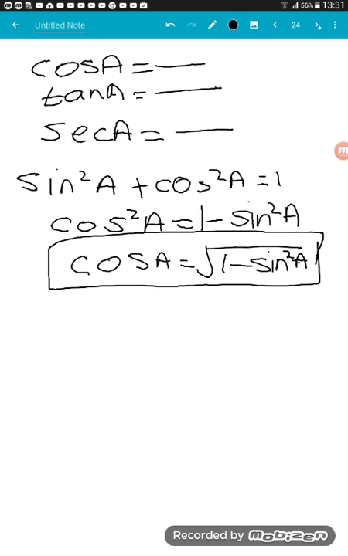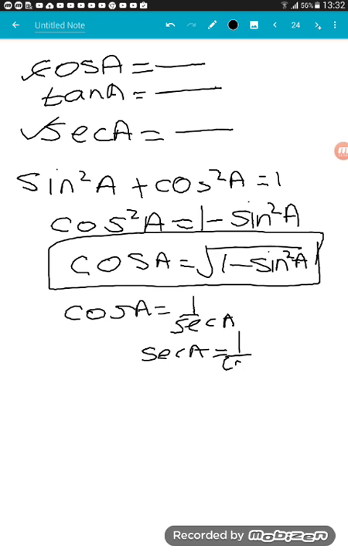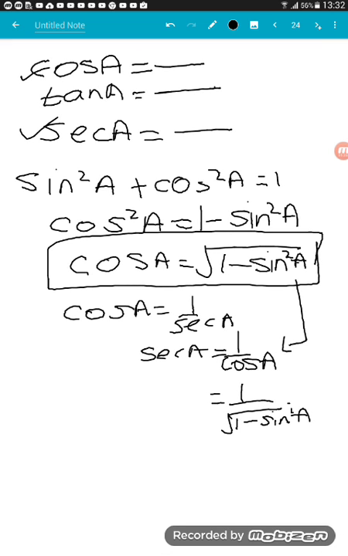Now we will find sec A first, because sec A is just the reciprocal of cos A. We know that cos A equal to 1 by sec A. That means sec A equal to 1 by cos A. That means 1 by root of 1 minus sin square A. So we got sec A also.